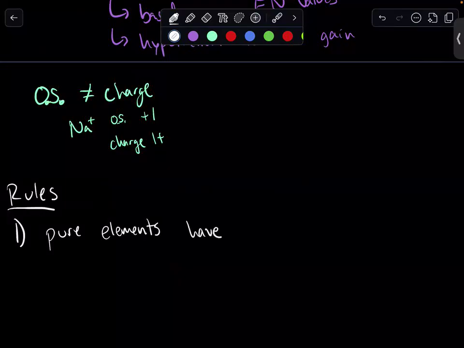The first rule is pure elements have an oxidation state equal to 0. And that's because our distribution of electrons will be the same between elements.